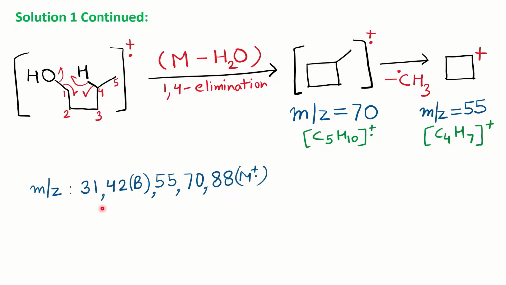So in that way, 1-pentanol will show its mass spectrum. All these peaks will be there: 31, 42.